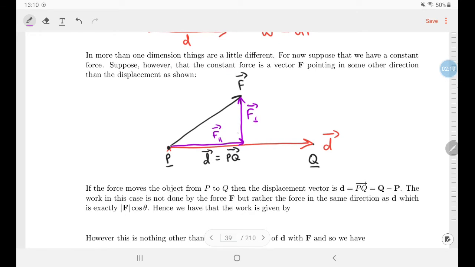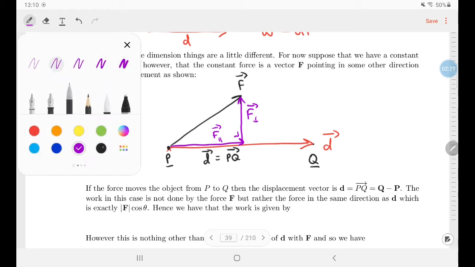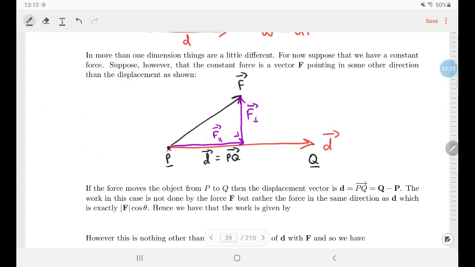We can find it using our trigonometry. We'll go through it here just because I think there's plenty of time in this lecture. So if theta is the angle between the displacement and the force, and the length of the force vector is the magnitude of the force vector, then the work done is equal to the distance, which is the magnitude of the displacement vector, times the magnitude of the parallel vector.